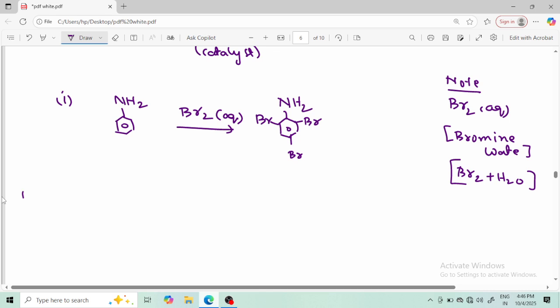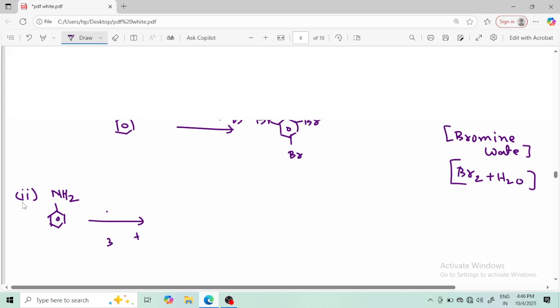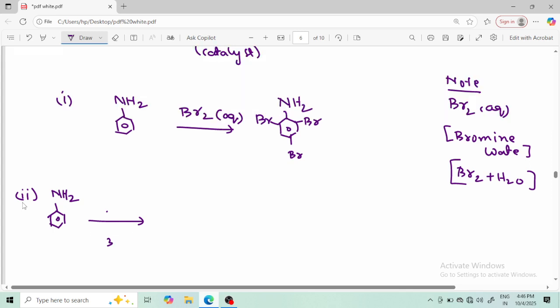Bromine will be substituted at 3 positions. But now if I say that I'll do the reaction after controlling it, so let's say NH2 is reacting with Br2, not water but in the presence of CH3COOH. Immediately it will not react, it will again give you the 3 products. So what to do? First I will control its power by CH3CO, so it will change to acetanilide, that is C double bond O CH3, right?